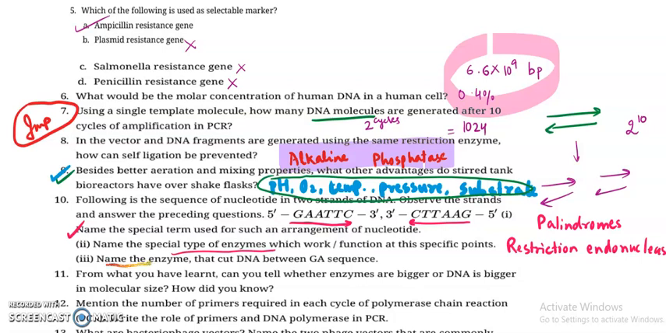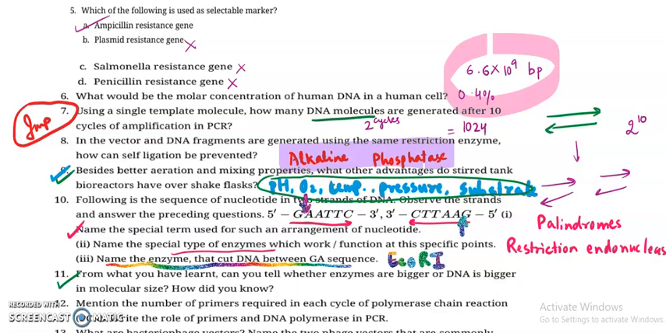Next is, name the enzyme that cuts DNA between the GAATTC sequence. Here they are asking which exactly is the restriction endonuclease which acts at this site. So it is EcoRI.